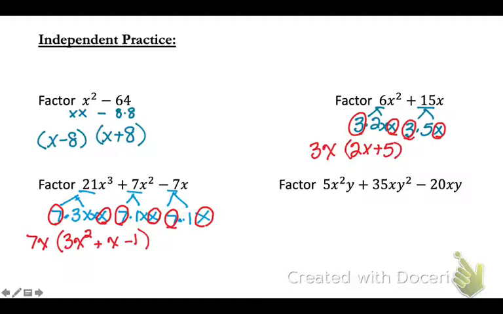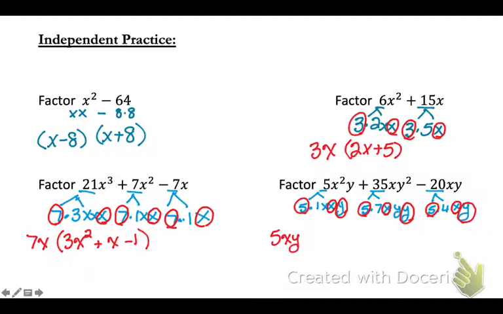Now this last one looks hard, but it really isn't. You just have to take it step by step. First look at your numbers, 5, 35, and 20, and the biggest number that will go into all of those is 5. So I'm going to factor that 5 out of each of those terms, and then on my first term I have 2 x's and a y. My second term I have an x and 2 y's, and my last term I have an x and a y. So what I have in common on all three of these terms is a 5, and then I have 1 y in each term and 1 x in each term. So my greatest common factor is 5xy.